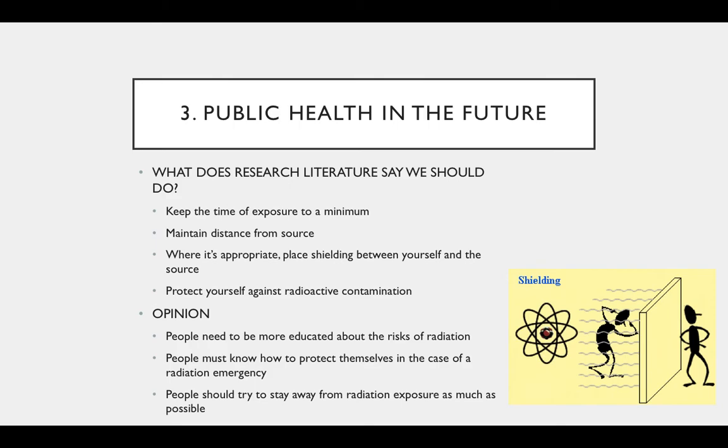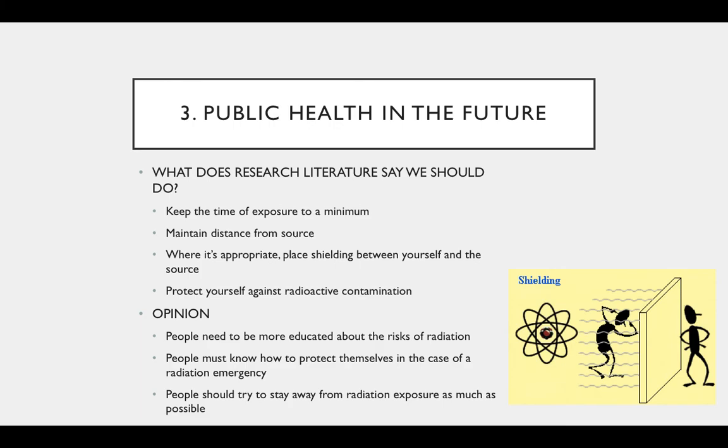What does research literature say we should do? According to doctors Arshana and Jigar Salvi, in the various aspects of radiation safety, people should keep the time of exposure to a minimum, maintain distance from source. Where it's appropriate, place a shielding between yourself and the source, and protect yourself against radioactive contamination.